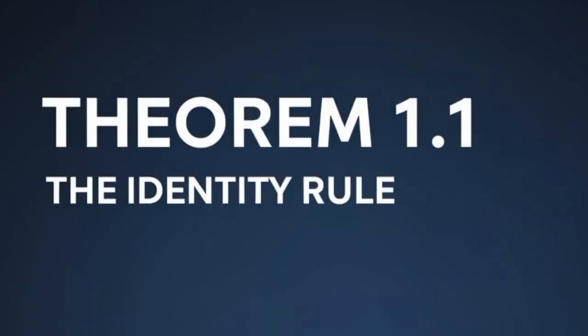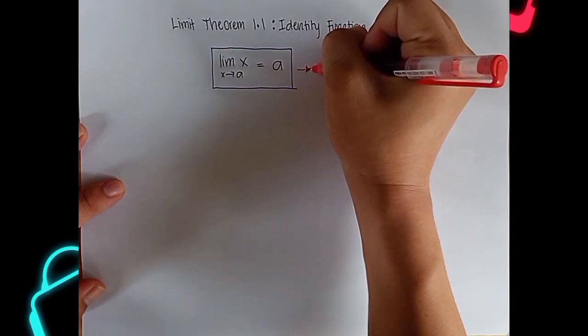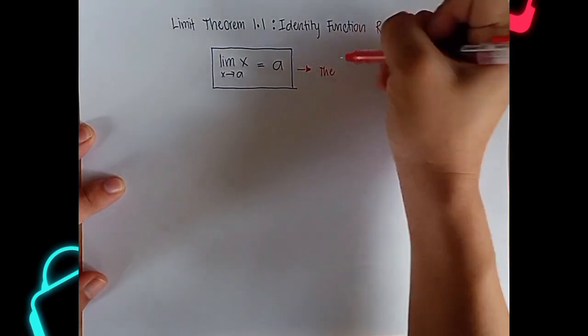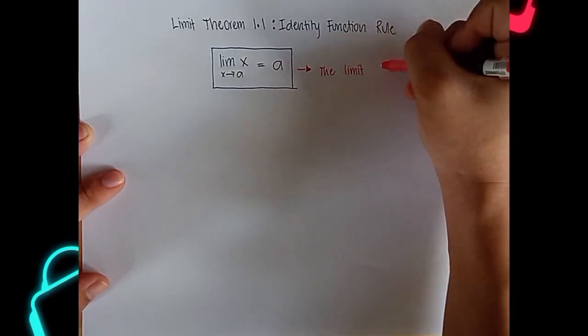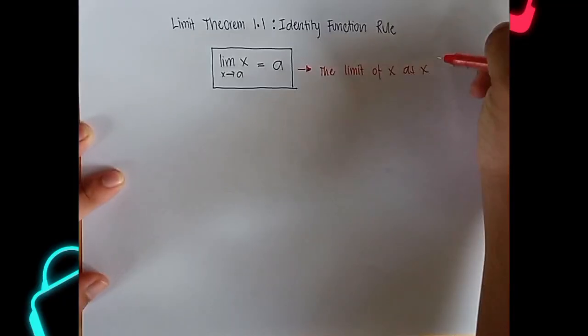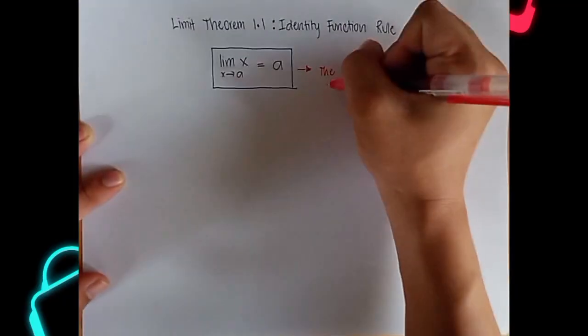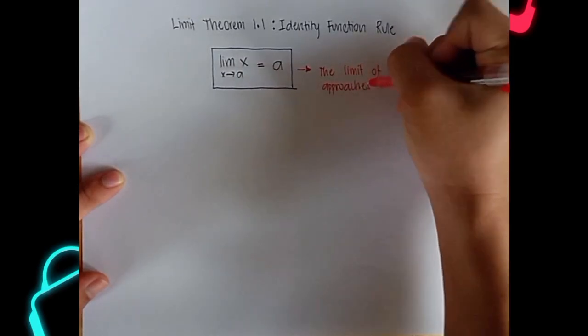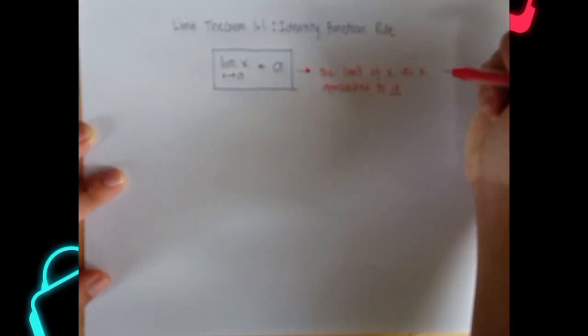Now for our second limit theorem, theorem 1.1, which is the identity rule. What does the limit theorem 1.1, the identity function rule, state? Given that the limit of x as x approaches a is equal to a, where a is a real number.